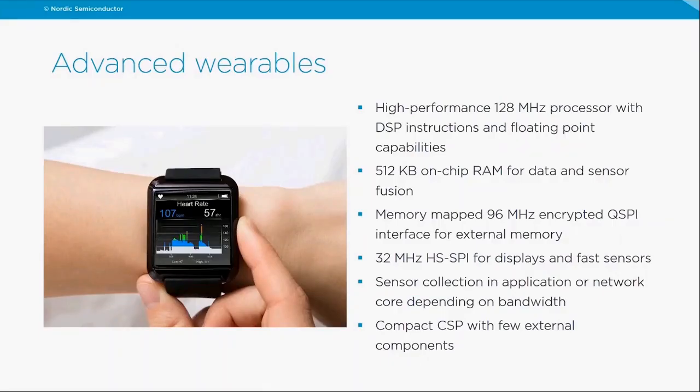So the first one I want to point out are the advanced wearables. So you have this high performance 128 MHz processor with DSP instructions and floating point capabilities. And this is very useful when you get all the data and computation you have to do on a wireless device and you want to have one chip that is able to do everything you need. It has half a meg of on-chip RAM for data and sensor fusion.